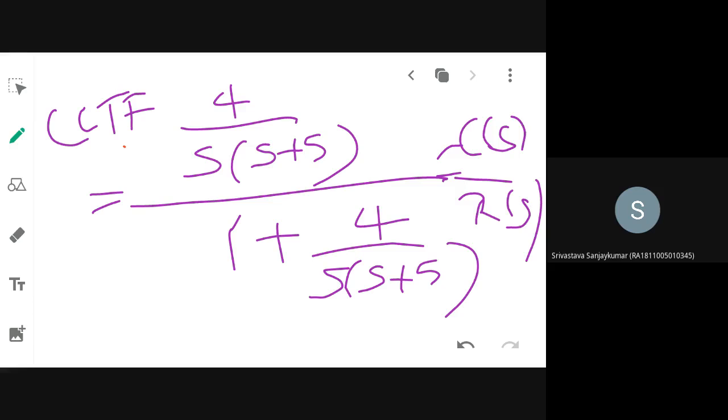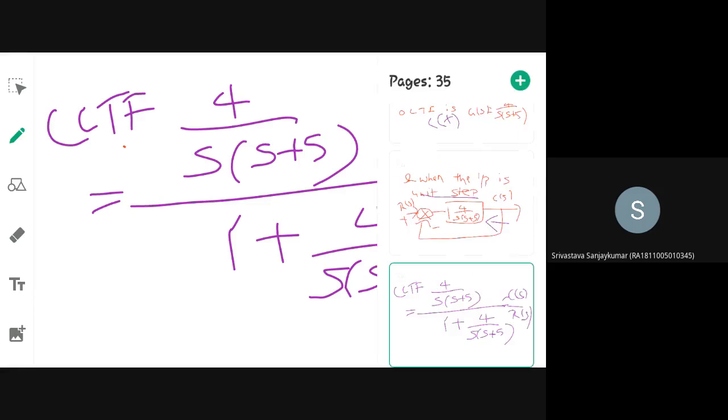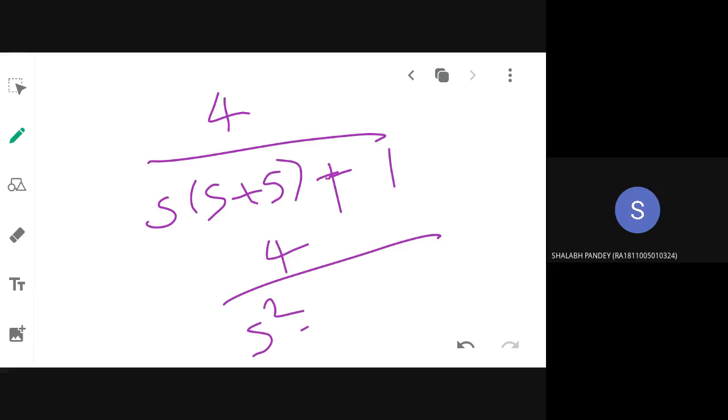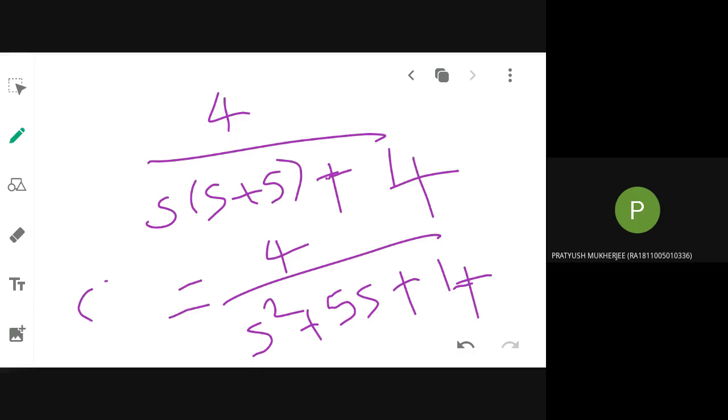4 divided by s squared plus 5s plus 4. So this is my C of s divided by R of s.